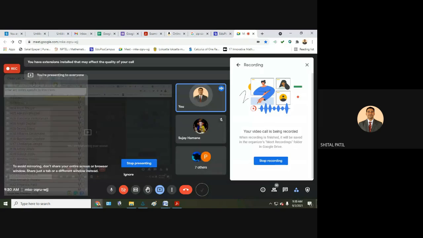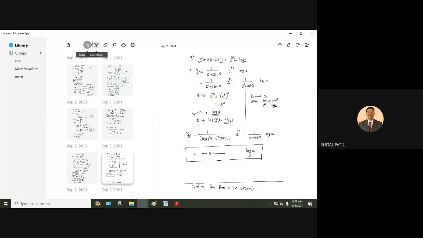Okay. So let me start with what we studied yesterday, and then we'll study the shortcut method for trigonometric functions. In the first part, we studied the shortcut method for the exponential function. Hope everyone remembers all the formulas. Let me revise whatever we studied in the previous part, and then we start with the new part.